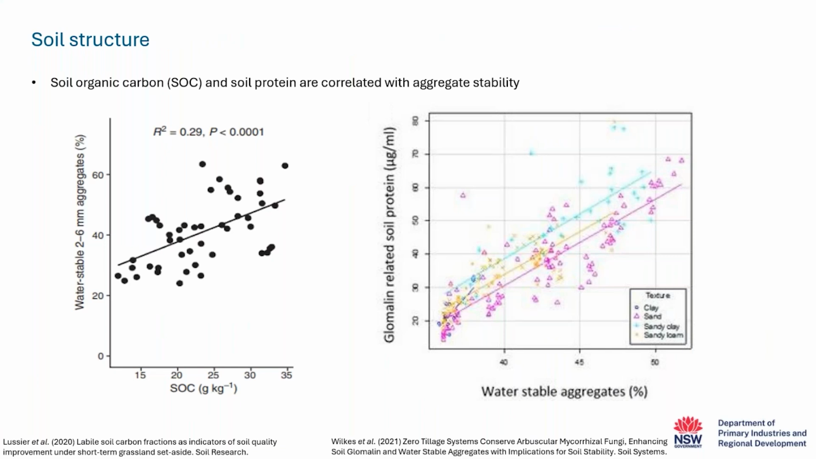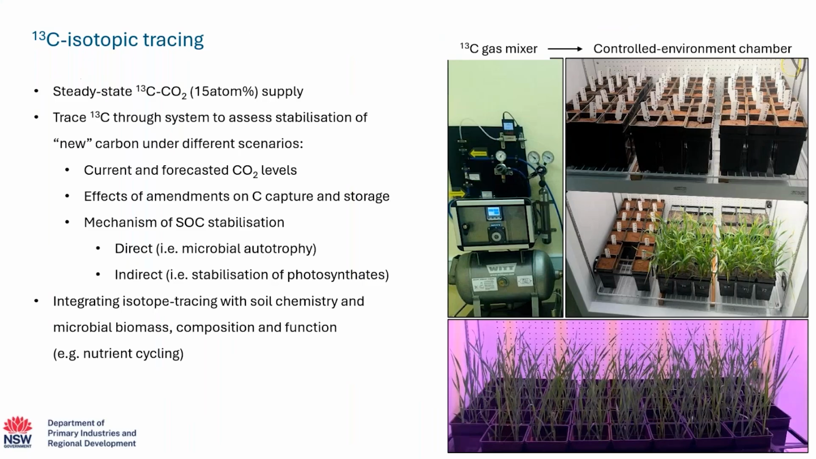Improved soil structure enhances water and nutrient retention, provides microbial habitat within aggregates, improves aeration, and promotes soil organic carbon stabilization. So in our lab, we are using this custom designed system to integrate biological indicators with isotopic tracing by delivering continuous 13C enriched carbon dioxide via a purpose-built gas mixer into a standard controlled environment chamber.